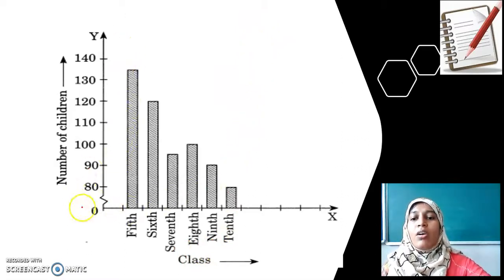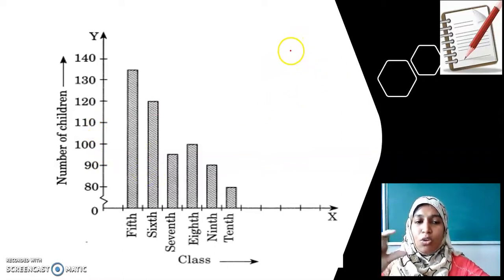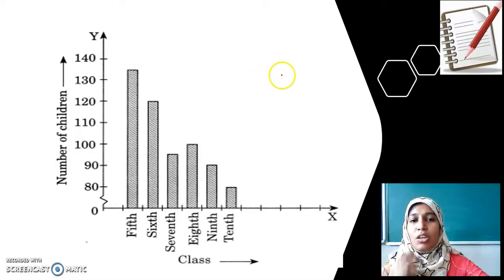Y-axis, 1 centimeter is equal to 10 children. How many children I am considering? 10 children. By multiples of 10 we have marked it. So 1 centimeter is equal to 10 children. If you have considered 2 blocks together, you have to write it as 2 centimeter is equal to 10 children. Both the ways it is right. Is it clear, my dear children?